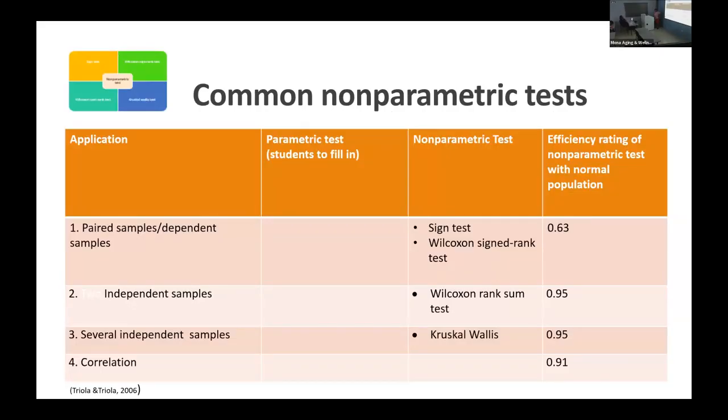So right now we're gonna compare our non-parametric and our parametric tests, and we're gonna talk a little bit about the efficiency rating of the two. So if we wanted to analyze paired samples or dependent samples, what is the parametric test that we are going to apply here? The paired t-test. Wonderful. So you can write it in now.